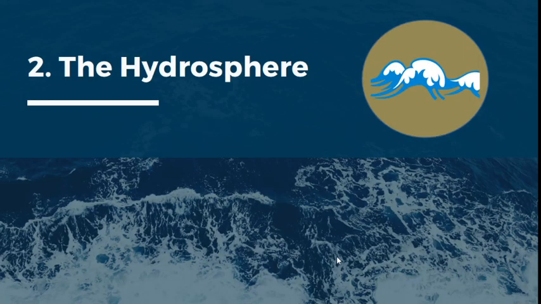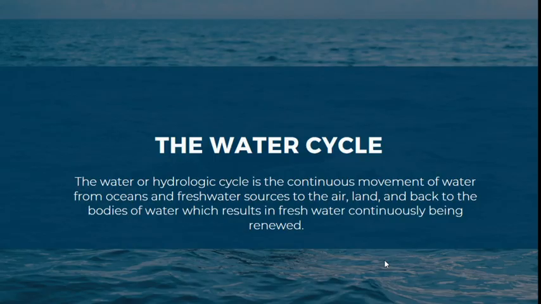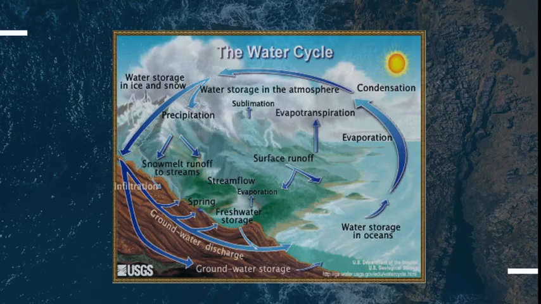The next open system is the hydrosphere, and it has something to do with the hydrologic cycle. This is the continuous movement of water from oceans and freshwater sources to the air, land, and back to the bodies of water, which results in fresh water continuously being renewed. So this is the picture of the water cycle.